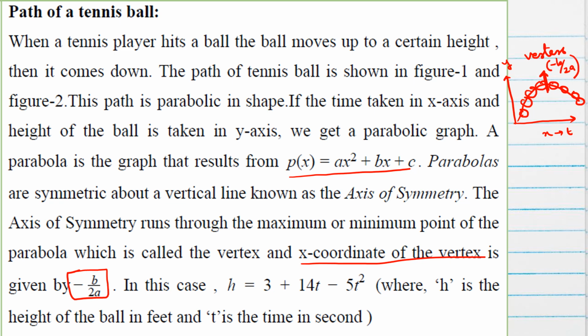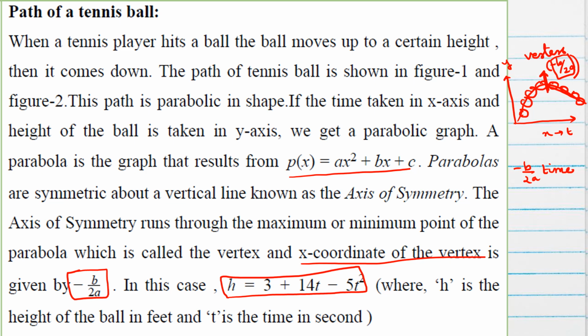Okay, so what we can consider here, at this point the ball reaches its maximum height, isn't it? After that it goes down. So at minus b by 2a time, we can say the ball will reach the highest point. Now in this case, h is 3 plus 14t minus 5t square, where h is the height and t is the time. So this quadratic expression in terms of t is given to us.